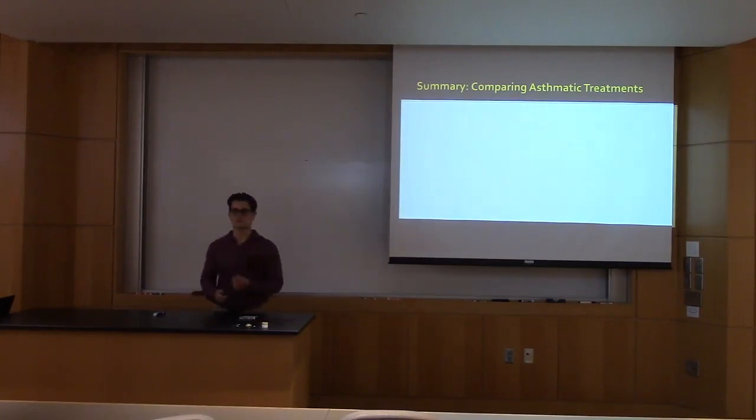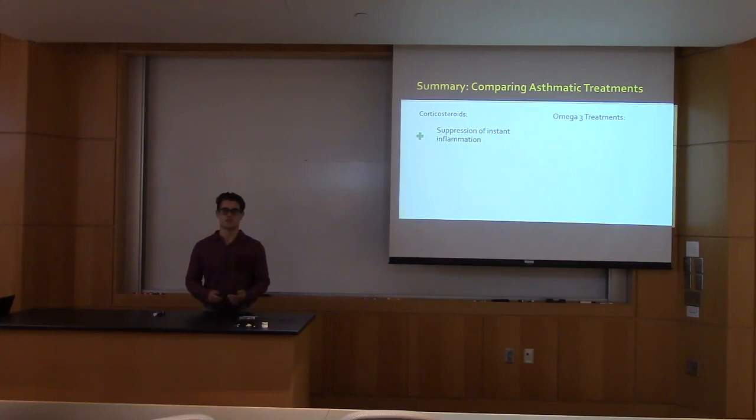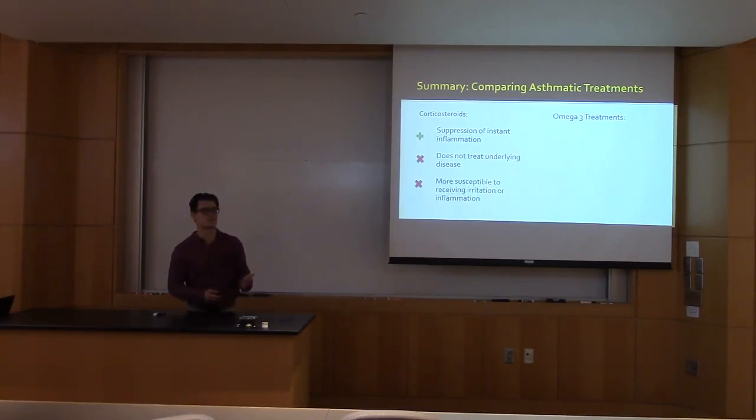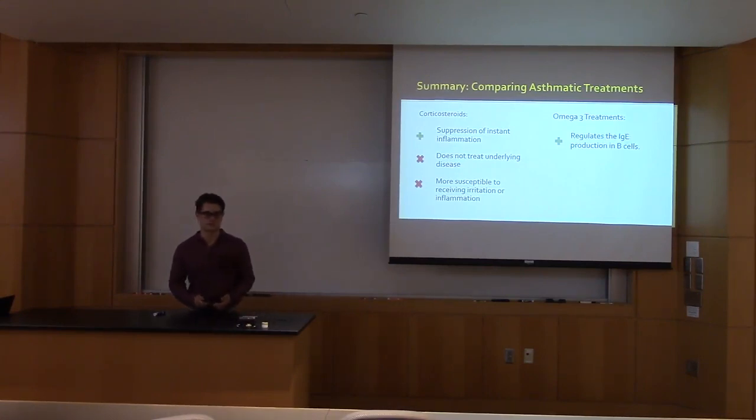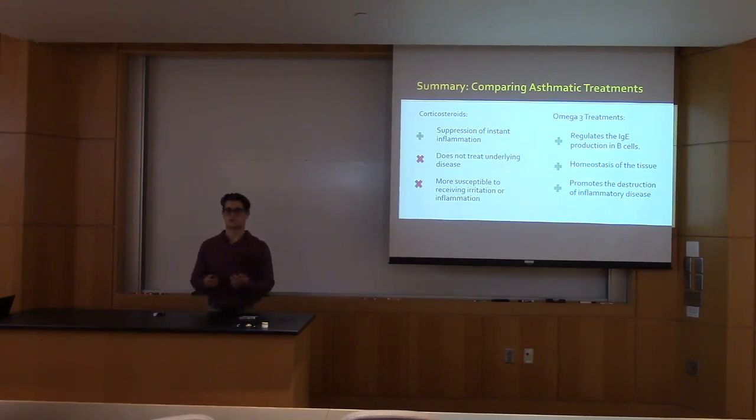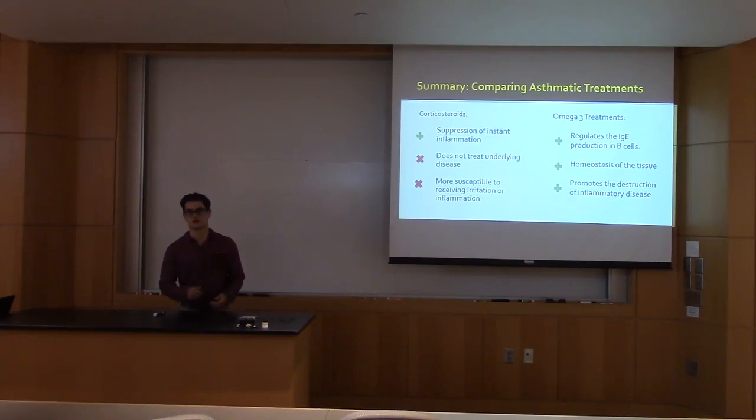So, summary and comparing these two treatments. We have our corticosteroids and our omega-3 treatments. Yes, we do see that corticosteroids suppress instant inflammation, but we also know they do not treat the underlying disease. This leaves asthmatic patients more susceptible to irritation and inflammation later down the road. With omega-3 treatments, we see that it regulates IgE production, creating homeostasis within the tissue, ultimately promoting the destruction of the inflammatory disease that corticosteroids do not do.